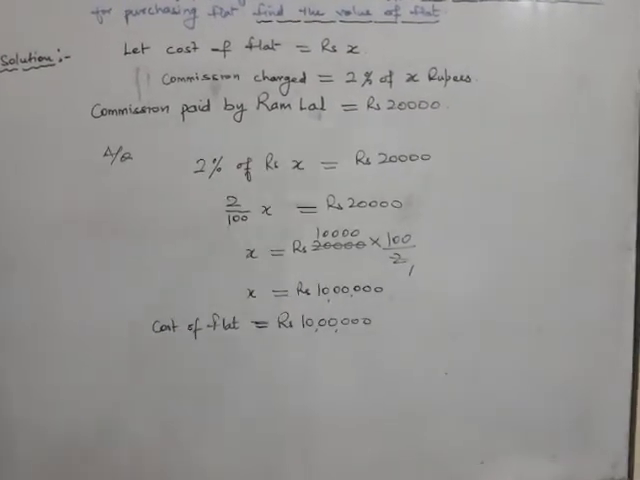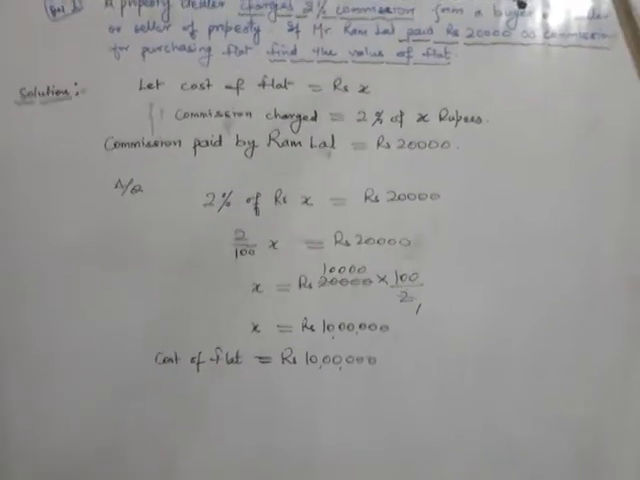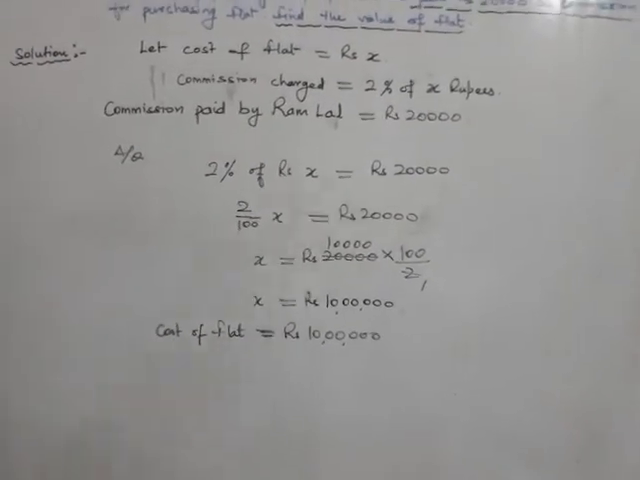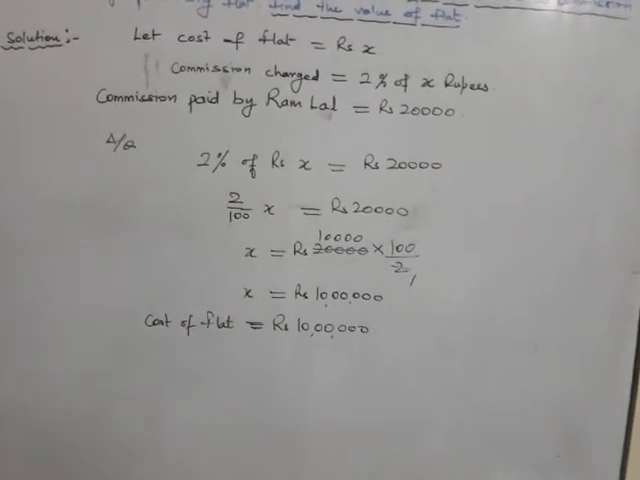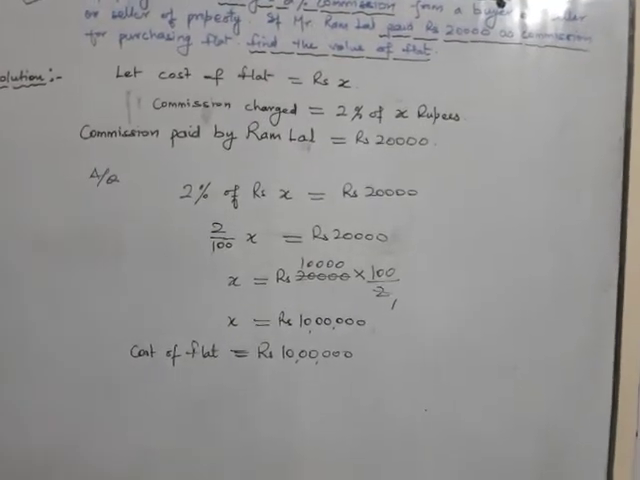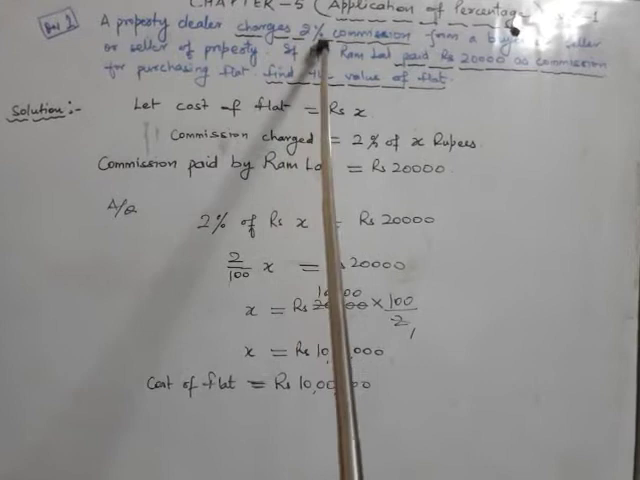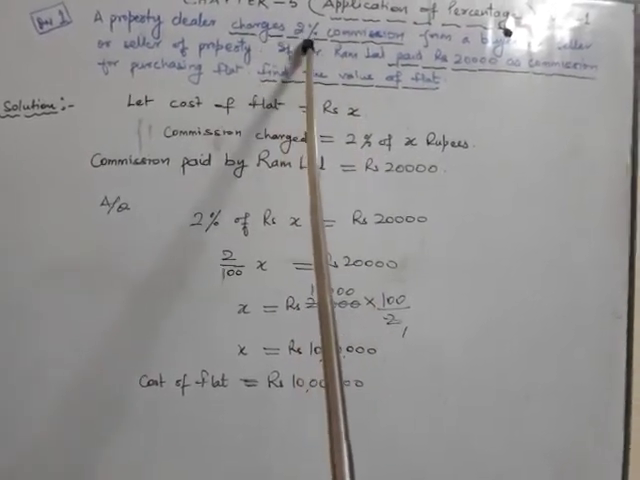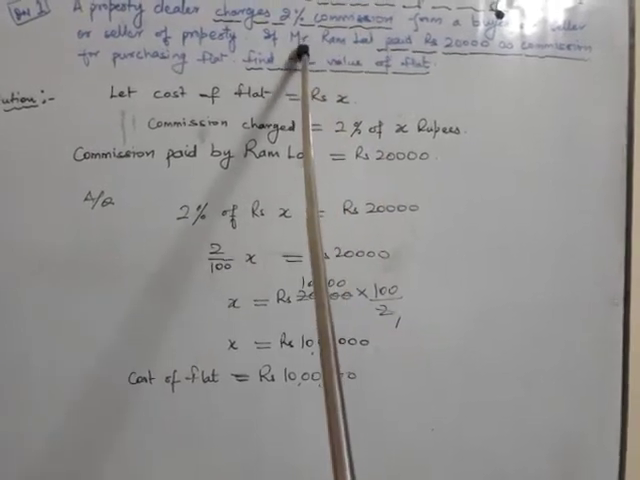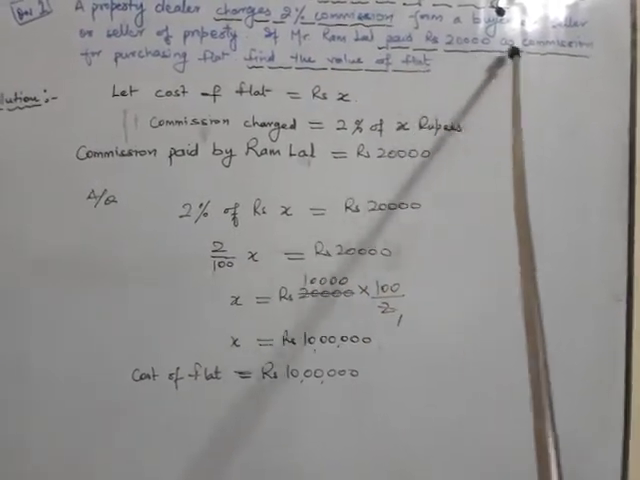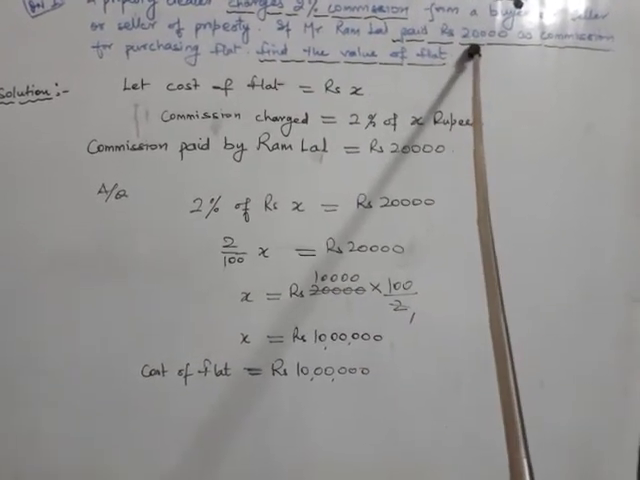Whatever the important words are in the statement of the question, you can underline those first and then try to understand the statement properly. If the statement is understood by you, half of the job is done. So here again I am going to explain. Charges 2% commission means 2% commission of the total trade that is done. Mr. Ramlal paid rupees 20,000 as commission, so this 2% commission is equal to 20,000 rupees.